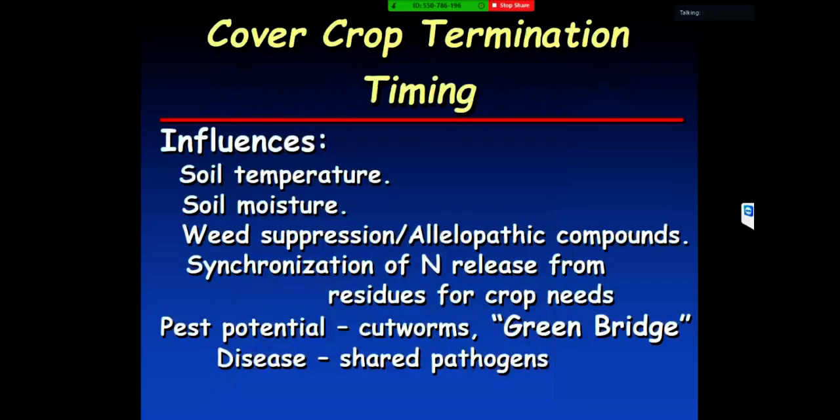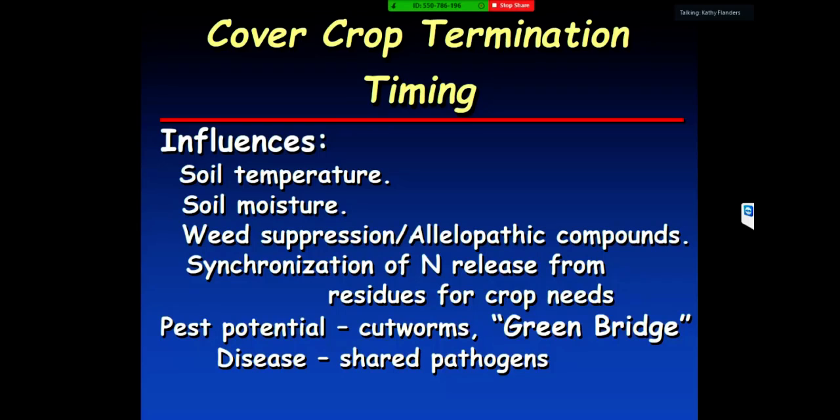There's a lot of influences on when we might want to terminate the cover crop. Again, that would be soil temperature. Again, going back to the cash crop that we want to plant, what the optimum soil temperature might be. The soil moisture status. It's important to remember these cover crops are living plants. A lot of them are deep rooted, particularly the grasses, and they can pull a lot of soil moisture out that won't be available to the cash crop that we want to plant into them.